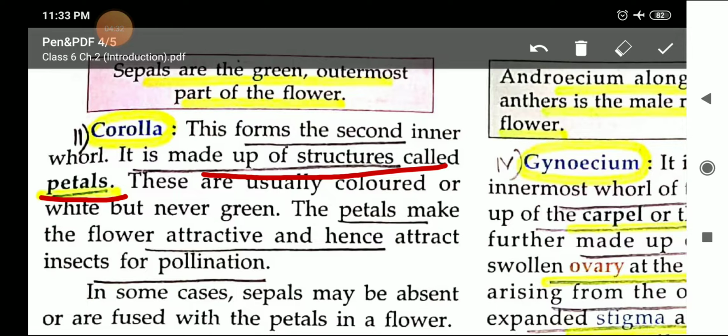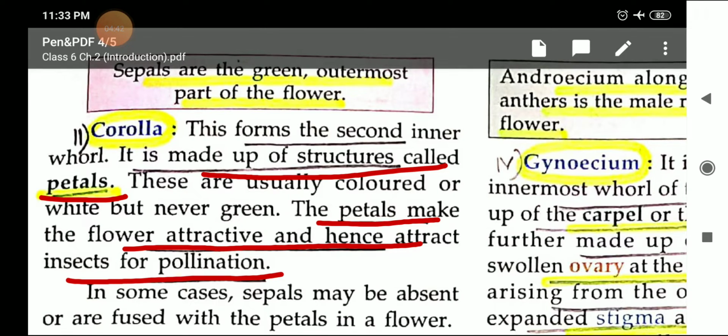But why is it the colorful part? Because the petals make the flower attractive and attract the insects for pollination. So what is the function of petals? They attract the insects towards the flower for the process of pollination. Pollination is a term you have already done in the previous class. Pollination is the transfer of pollen grains from anther to the stigma. In detail, we will study pollination after this topic. Right now, we are discussing only the parts of the flower. So the second part, that is corolla.